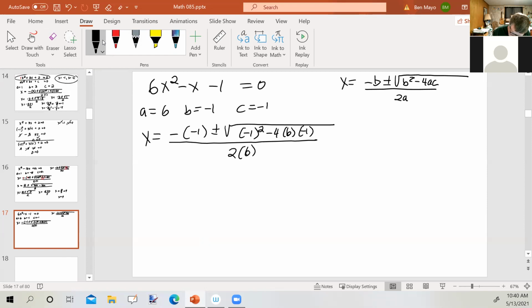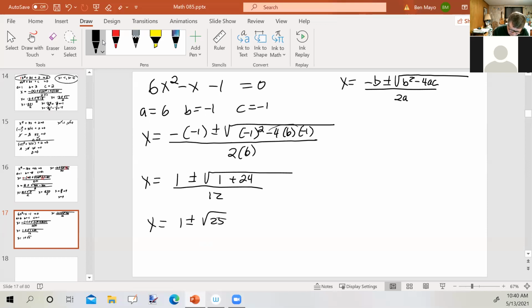So then we get x equals +1 plus or minus the square root of 1 plus 24, because 4 times 6 is 24 times 1 is 24, and we've got a minus and a minus, so it's a plus, all over 12. X equals 1 plus or minus the square root of 25 all over 12. X equals 1 plus or minus the square root of 25 is 5 all over 12.